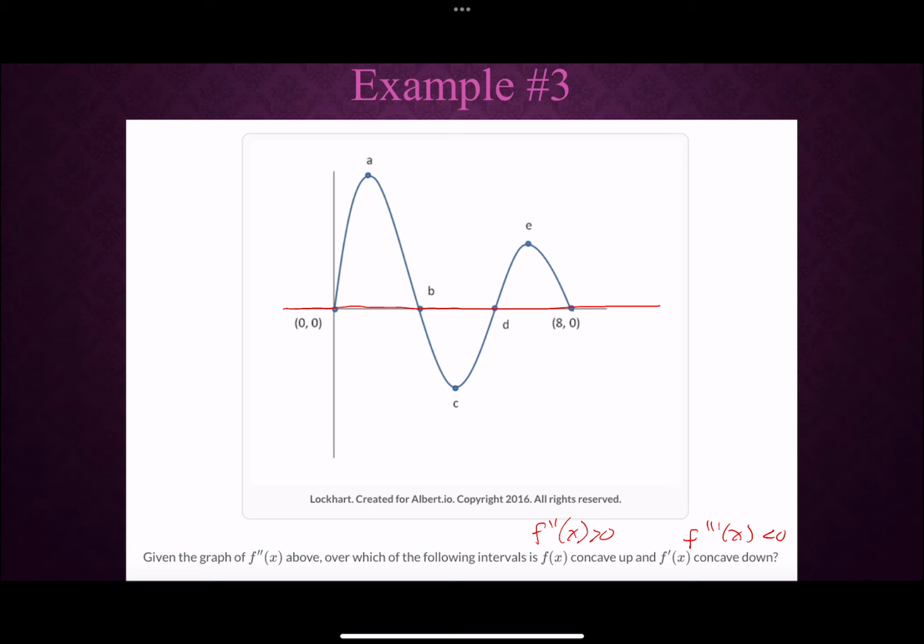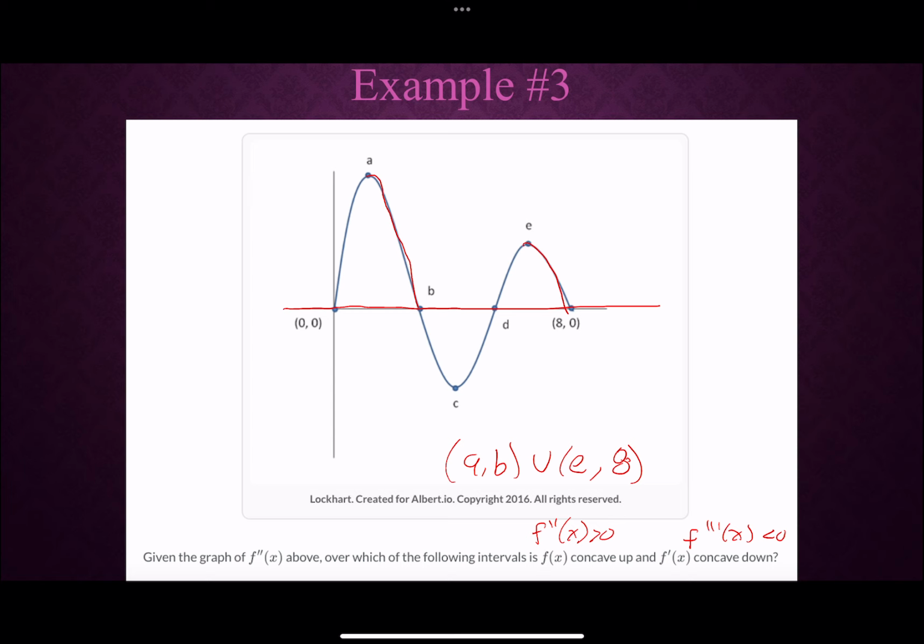Now, if we want the first derivative to be concave down, we want the third derivative to be negative. Anytime you're talking about a derivative that's one lower in step, like second to third, the direction's based off increasing or decreasing. So if I want the third derivative to be negative, I want this to be decreasing. So it decreases from a to b, and then from e to 8. So we'd say a to b, and then e to 8, for where the first derivative is concave down.